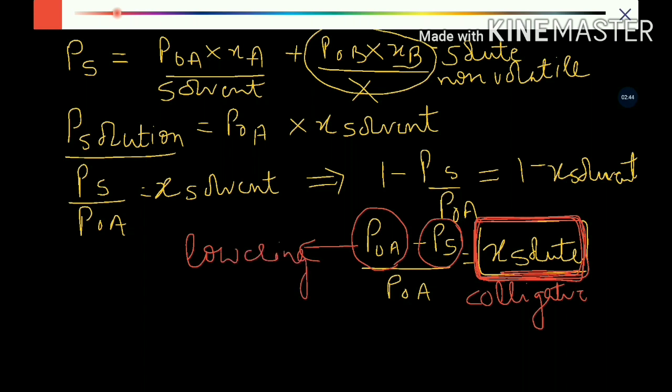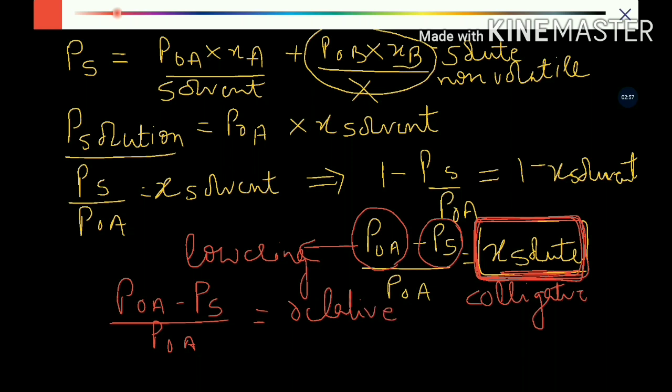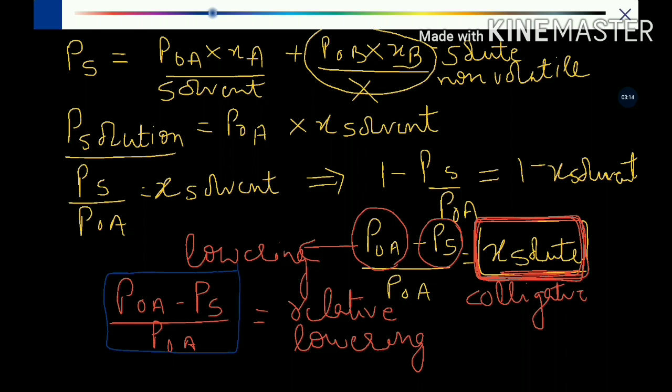So lowering is P naught minus PS. But if it is relative to P naught A, that means P naught A minus PS divided by P naught A, it is relative lowering. So if the question is to find lowering, you simply find P naught A minus PS. If the question is to find relative lowering, then you have to solve for P naught A minus PS divided by P naught. Now let us try solving this question on vapor pressure.